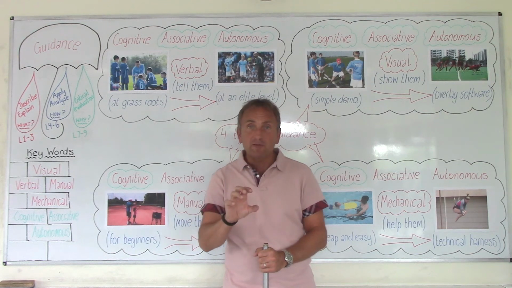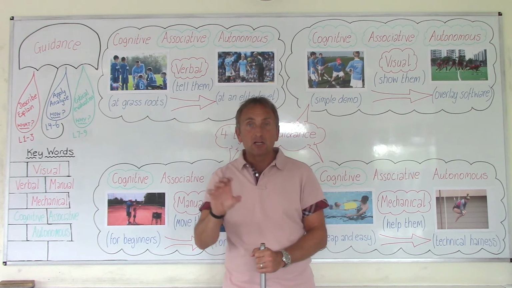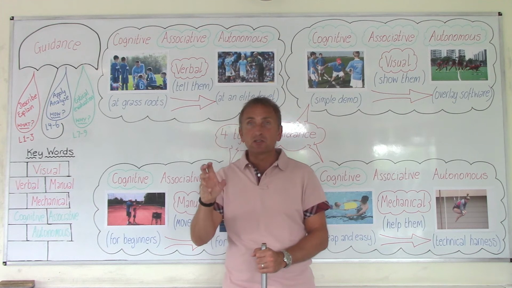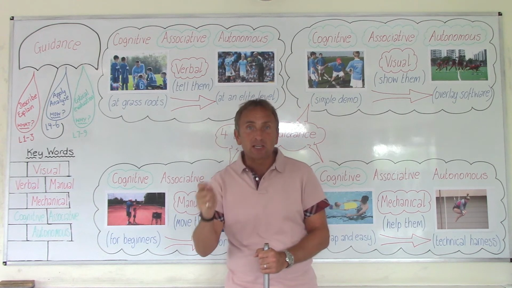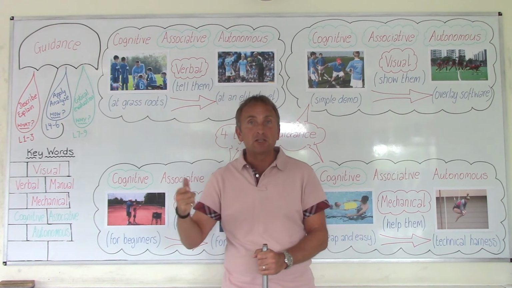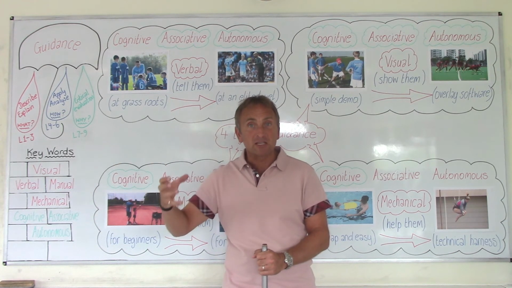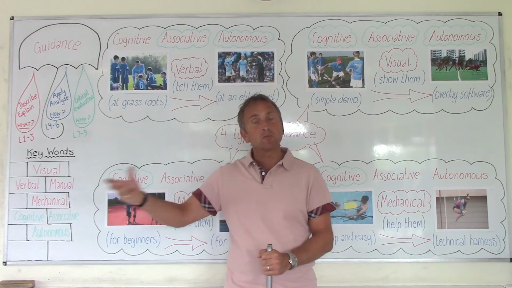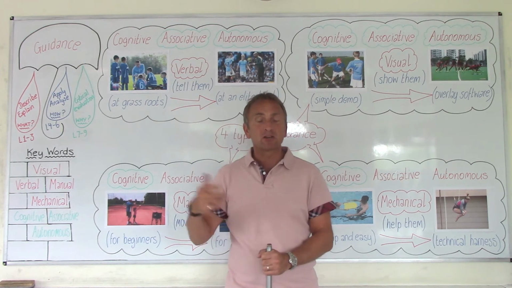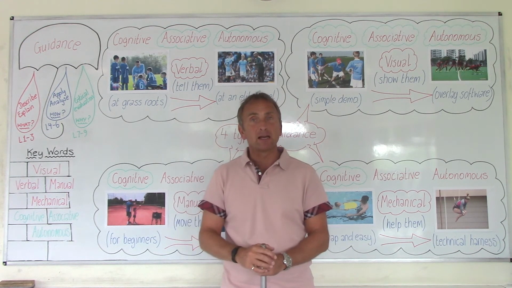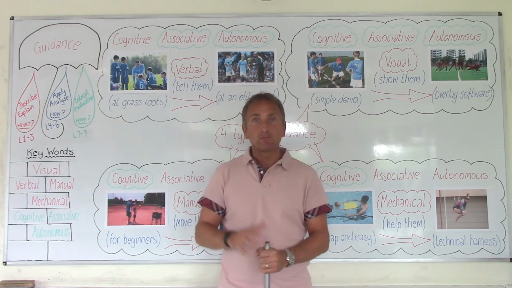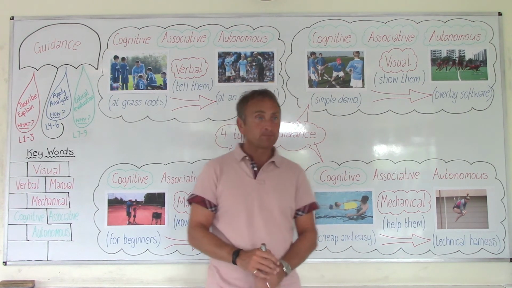Remember that cognitive learners are beginners. Associative learners have started to experience the skills. They know what they need to do to get to a better level, and they're starting to get there. And then we have autonomous, which are the elite performers. They're consistently effective at their skill. So let's go to our forms of guidance.